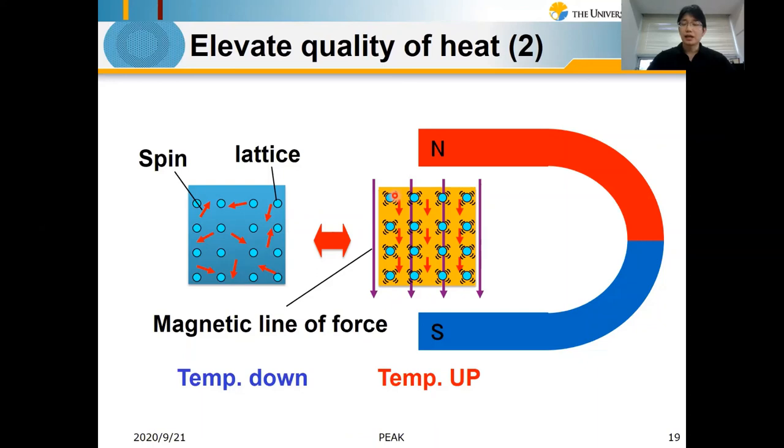Here we are adding additional energy. This one is the magnet, and the magnetic materials try to get close to it. By this magnetic field, it is pulled. That's why, to take the magnetic materials out from this magnetic field, it is necessary to provide additional energy.